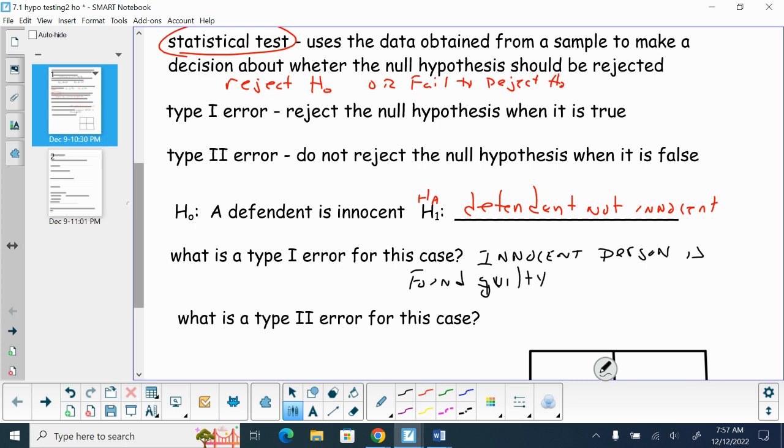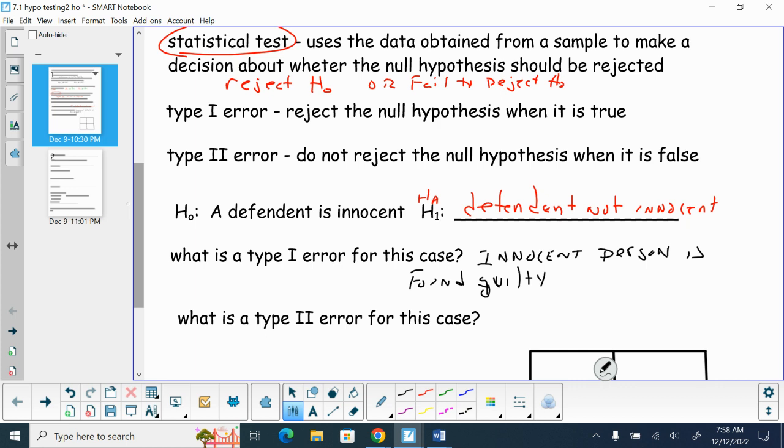An innocent person is found guilty. You reject the defendant being innocent. That means he's guilty. You ask most of the people out there in Mansfield, most of the people in jail, they will say, I am a victim of a type 1 error. I didn't do it, but I'm still sitting in jail.